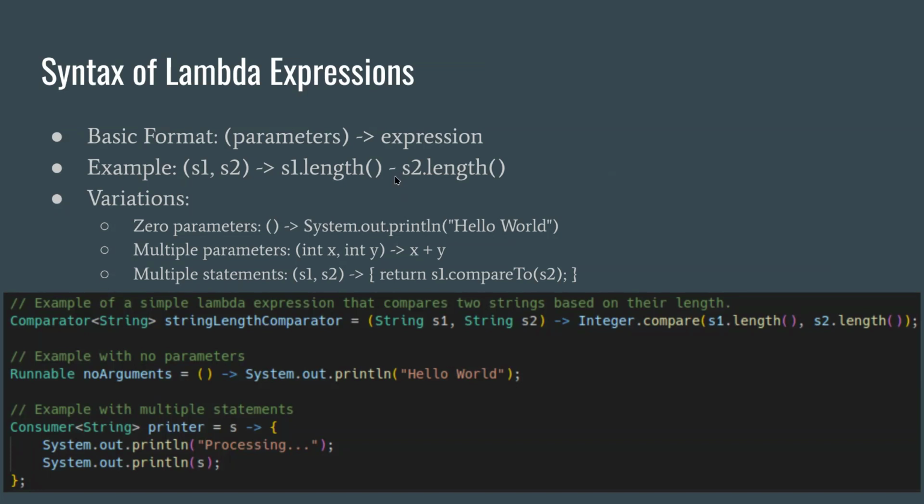And we have some variations. It's possible to pass no parameters, or you can pass multiple parameters and it will return an expression like the example, or you can have multiple statements instead of an expression. And if we look at this example, you can see how this might be simpler than writing a full comparator class.